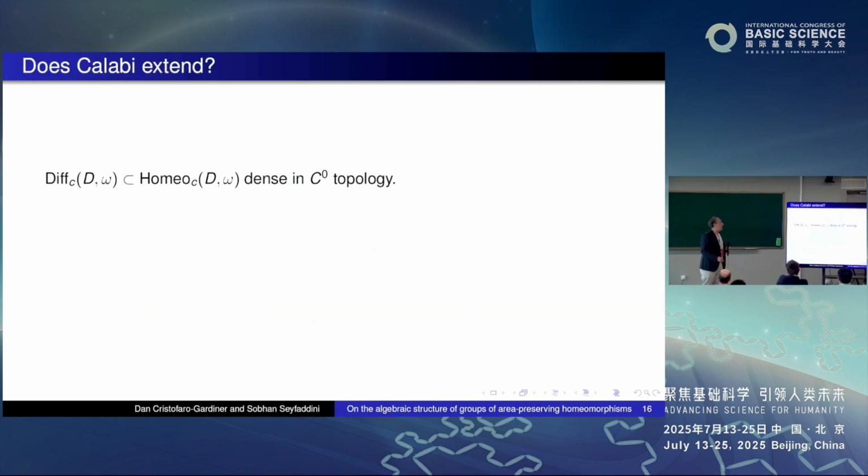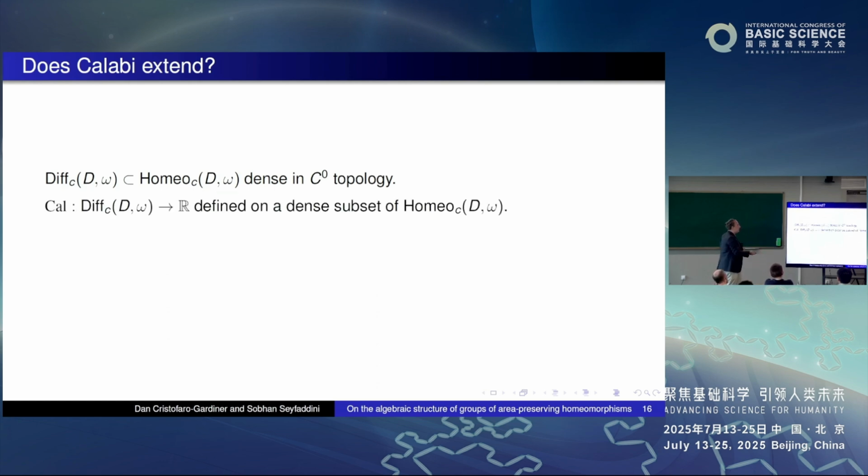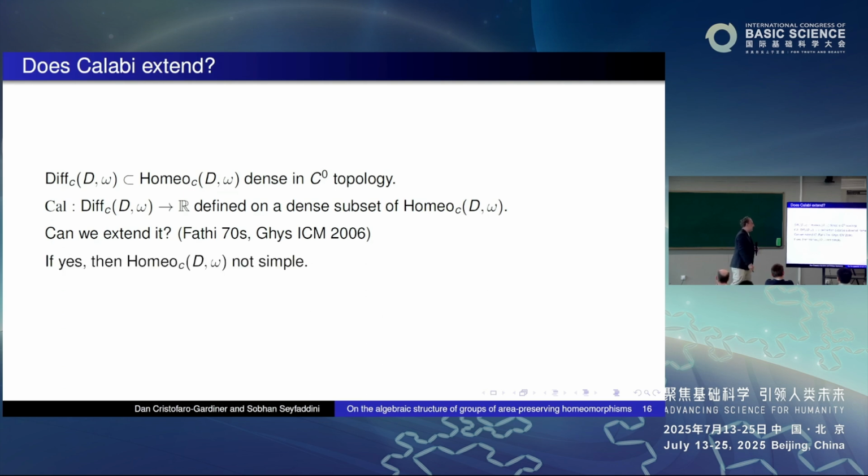Okay, so there is a natural thing to try to do, which is to just extend Calabi in some kind of natural sense. It's not so hard to see that the diffeomorphism group is dense in the C0 topology. We have a homomorphism on Diff, so you could just try to extend it by C0 continuity to Homeo. That was a question that Fathi asked in his original paper. Gies also asked the question in his 2006 ICM address. So if you could do that, then the group is not simple.